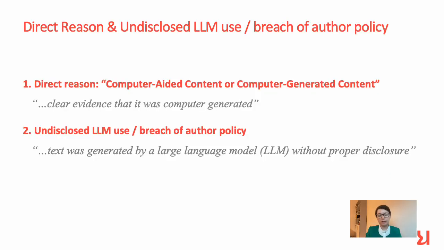Occasionally, retraction notices state the reason quite explicitly. Some notices conclude that there is clear evidence the manuscript or parts of it were generated by a computer. Others focus on transparency. For example, a journal may determine that substantial text was produced using a large language model without the disclosure required by its editorial policy. But explicit statements like these are actually relatively uncommon. More often, AI reveals itself indirectly through the kinds of mistakes it leaves behind.